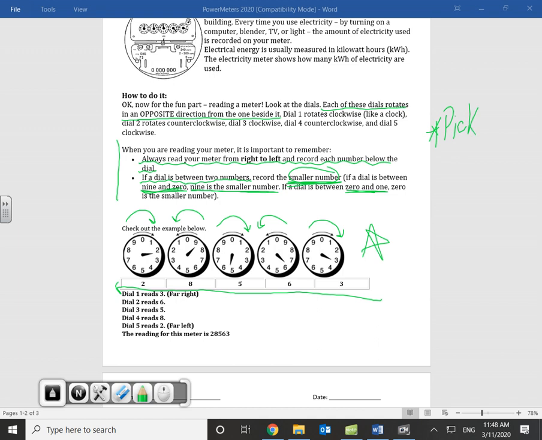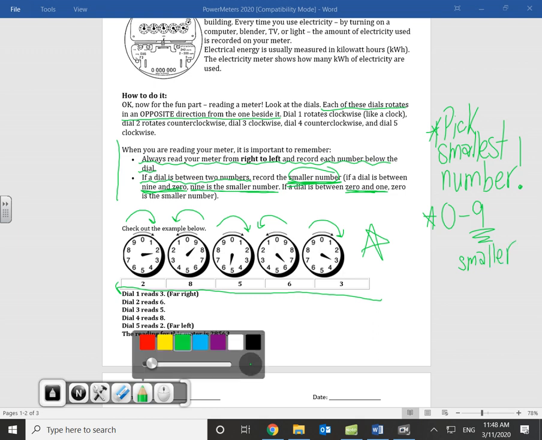Pick the smallest number. And honestly, guys, you can doodle this somewhere on your page. This really helps me remember when I'm learning something new. I just keep little notes. So I want to pick the smallest number, but between 0 and 9, 9 is smaller. So now I've got those little rules to help me read this meter. Okay, it's honestly not very complicated. You just got to remember those couple rules.